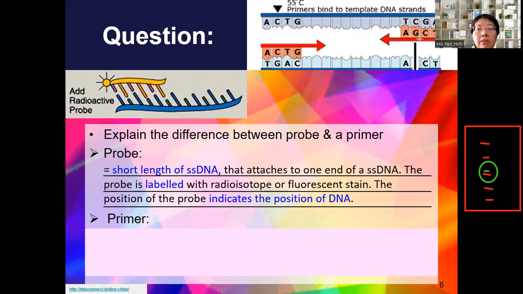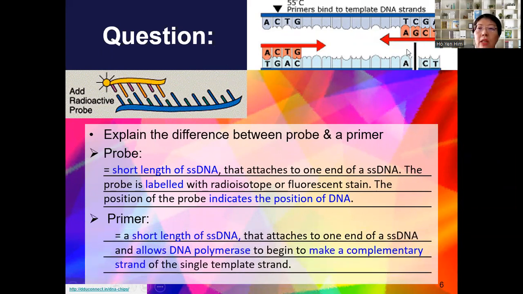Now, what about the primer? Usually primer is needed during DNA replication. So how do you define primer? Primer is also a short length of single-stranded DNA that will attach to one end of another single-stranded DNA. Its function is to allow DNA polymerase to bind to it, to start to make a complementary strand using this single template strand. So it's used during DNA replication. You need to know what a probe is and what a primer is, and their functions, which are different from each other.